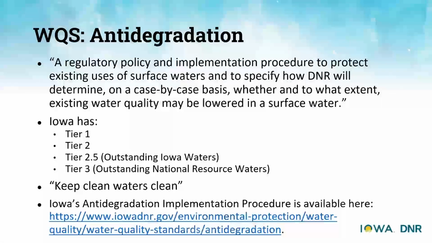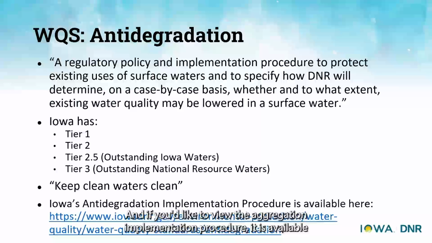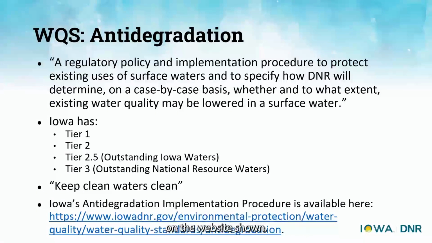and tier 3. And outstanding Iowa waters, as some of you may know, include like the trout streams in northeast Iowa and the Iowa Great Lakes in northwest Iowa. And if you'd like to view the anti-degradation implementation procedure, it is available on the website shown.